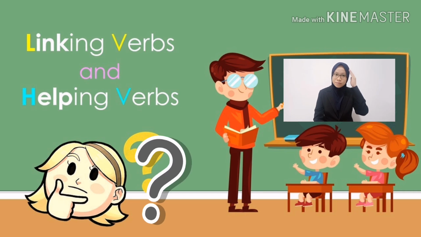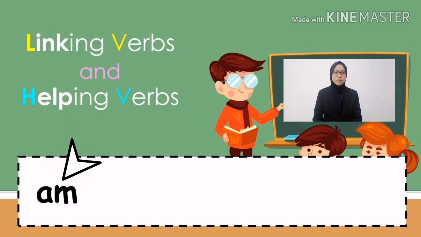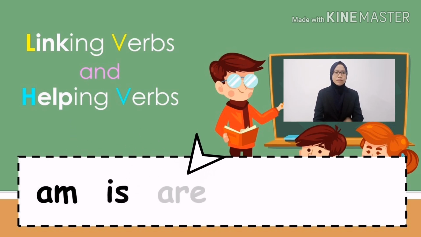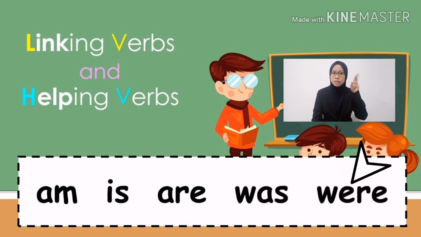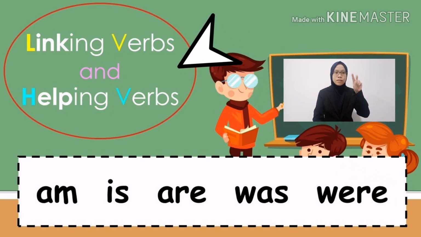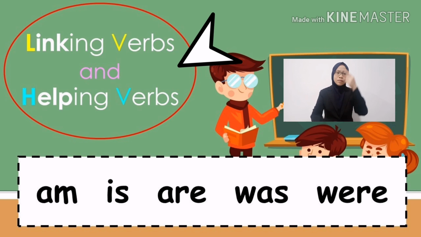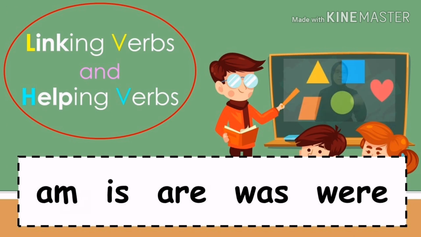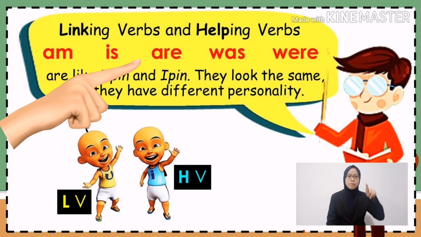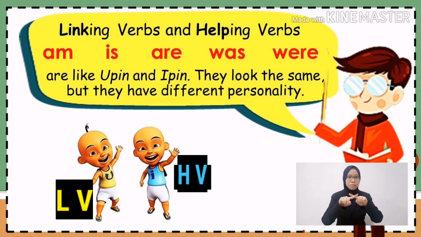Are you familiar with these words? Am, is, are, was, and were. These words are called linking verbs and helping verbs. They are most commonly used to write sentences. Also, linking verbs and helping verbs are like Upin and Ipin. They look the same, but they have different personality.